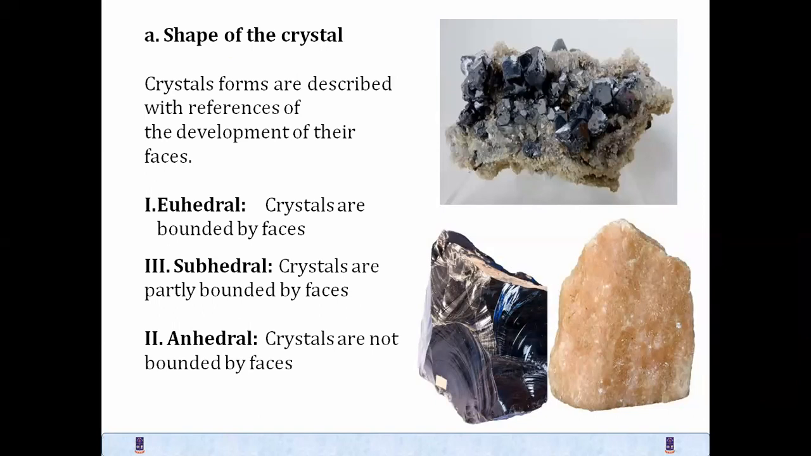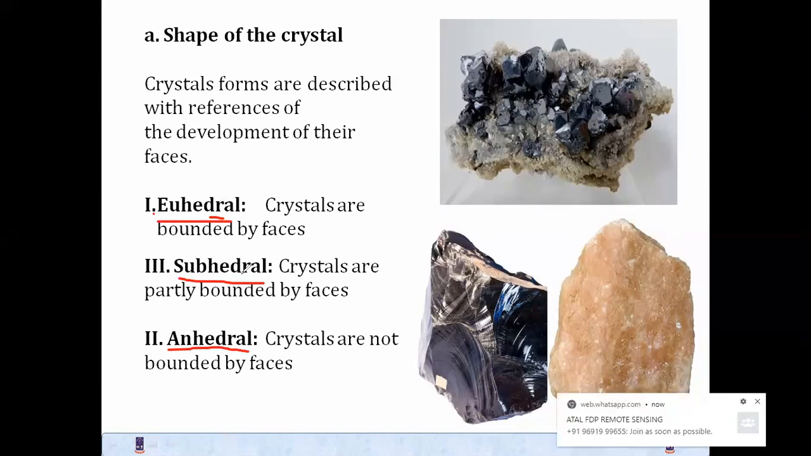One is euhedral. The first type of mineral is euhedral. The second type of mineral is subhedral, and the third type of mineral is unhedral. Euhedral, subhedral and unhedral. Now what is the difference between these? Euhedral means crystals are bounded by faces.